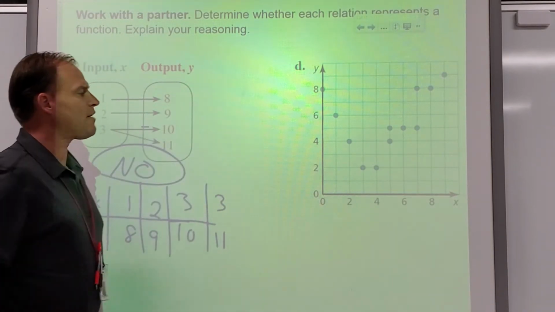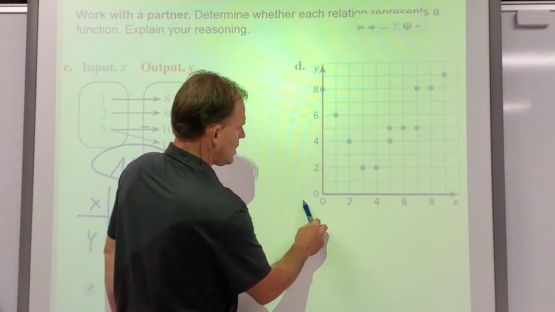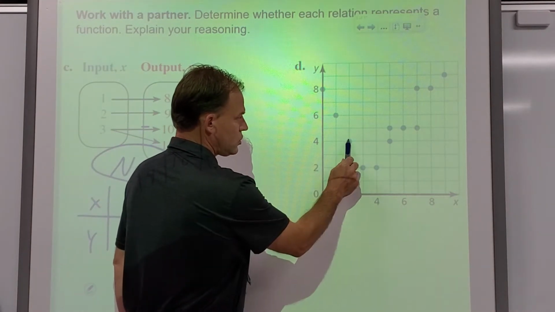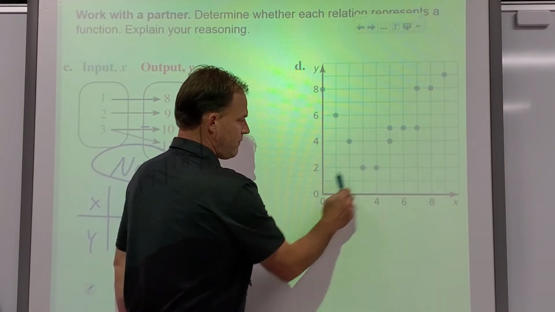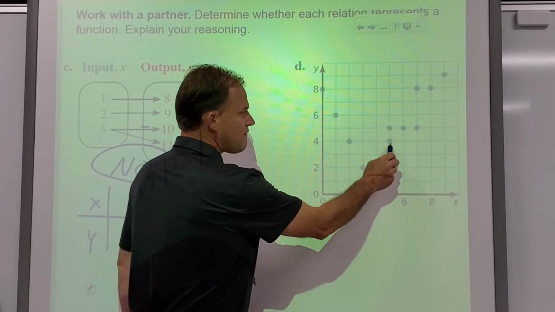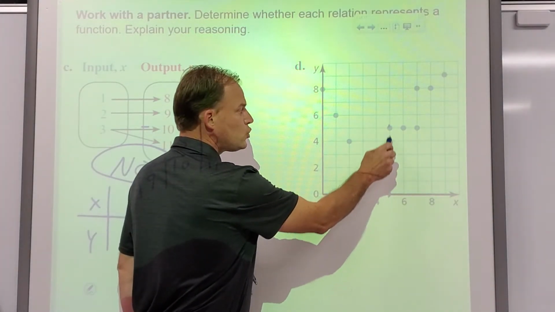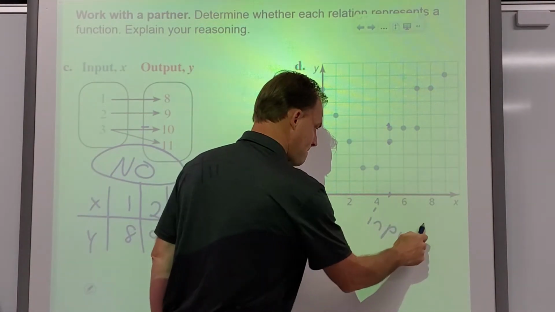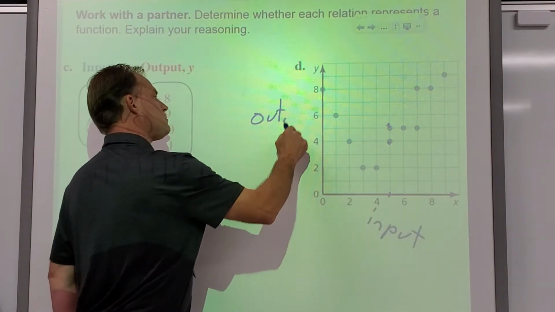If I look at it graphically, 1 only has 1 output. 2, 3, 4, but right here, 5 has 2 different outputs. I showed you earlier, the inputs are down here, output here.